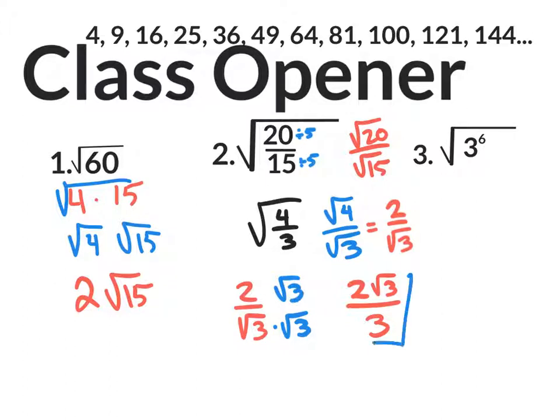All right, how about number 3? What do you guys think of number 3? Any thoughts on how to approach this? So one option is to go 3 times 3 times 3 times 3 times 3, 6 times, and you get a huge number, right? And you would rewrite this radical with a huge number in there instead of 3 to the 6. But that's not going to be fun. That's going to be a ginormous number.